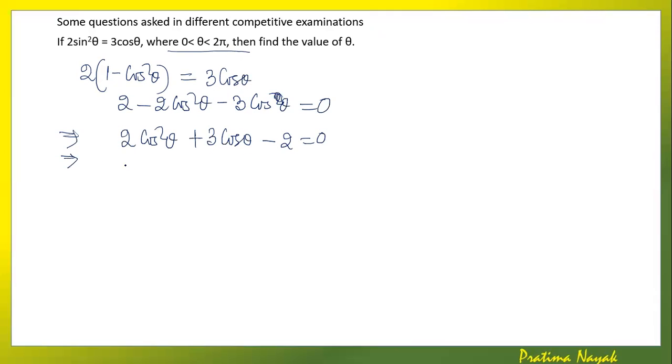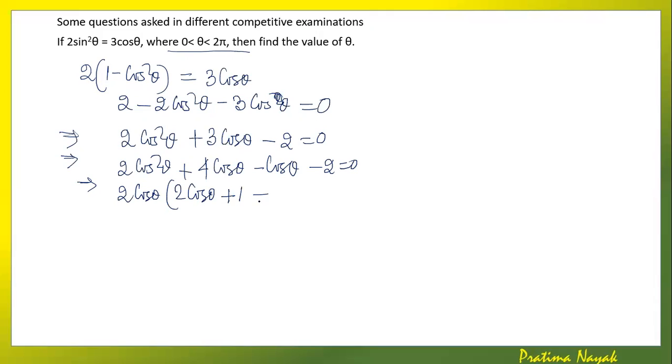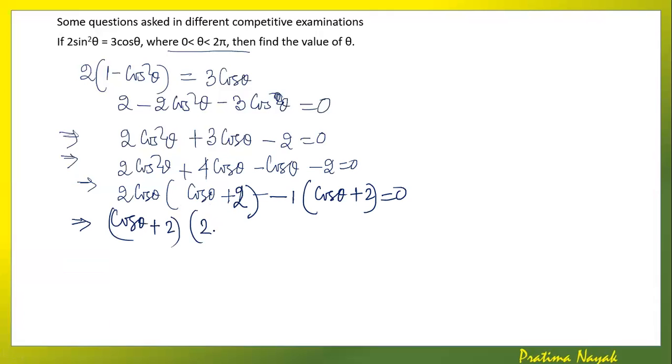So this will be how much? This will be 2 cos square theta. I'm splitting the middle term: plus 4 cos theta minus cos theta minus 2 is 0. So 2 cos theta common, you are getting 2 cos theta minus 1, and cos theta plus 2. Okay. Now, you are getting cos theta plus 2 as one factor, and 2 cos theta minus 1 as another factor, and the product is equal to 0.